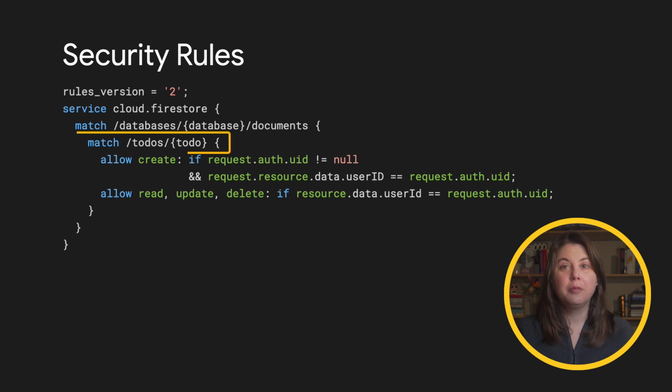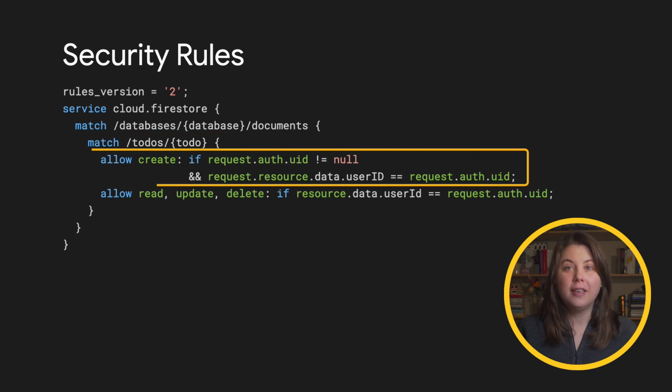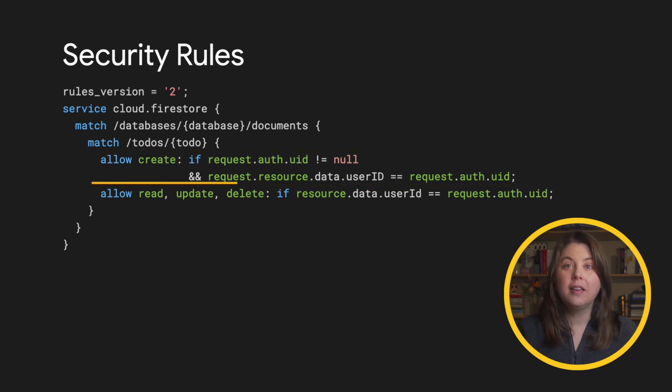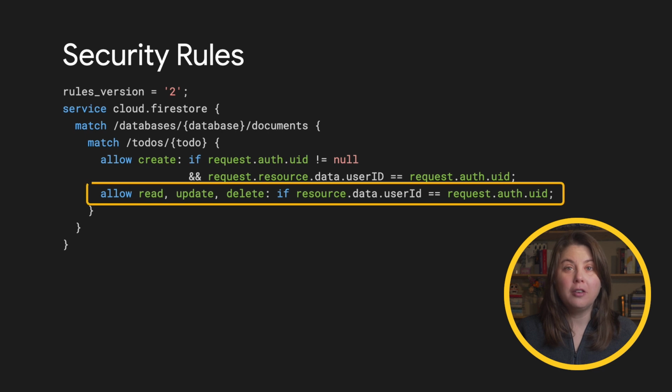These are taken from our sample to-do app. For all documents in the to-dos collection, the first rule means that anyone who's signed in can create a new document as long as the user ID attribute on that document is the same as their user ID. In other words, they can only create to-dos for themselves. The next line says that when reading or modifying a document, the user ID field on the document must equal the user ID attribute on the request. That means users can only read, modify, or delete their own tasks.